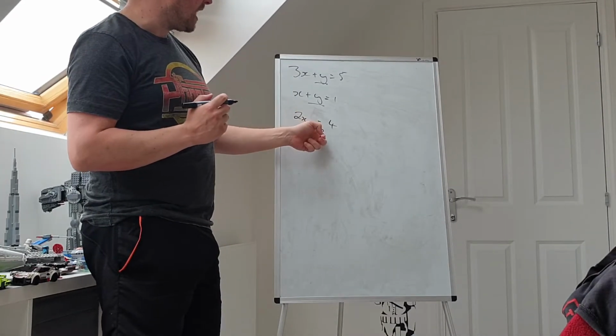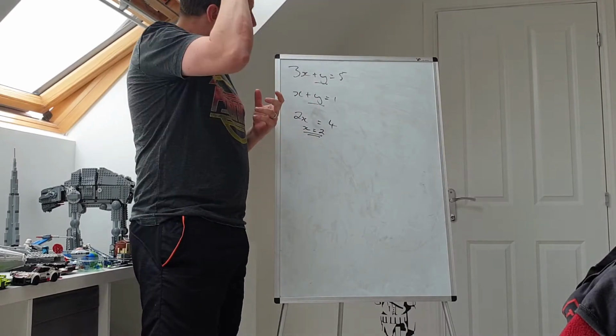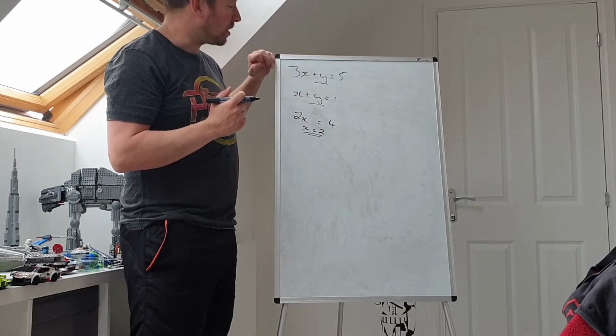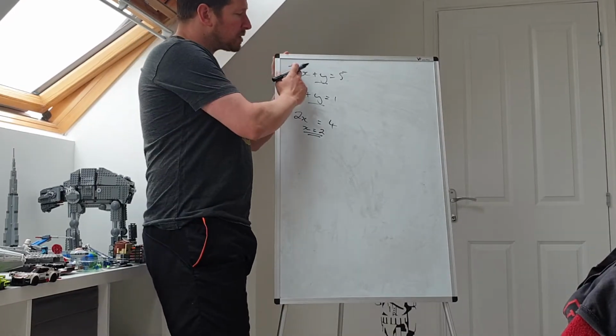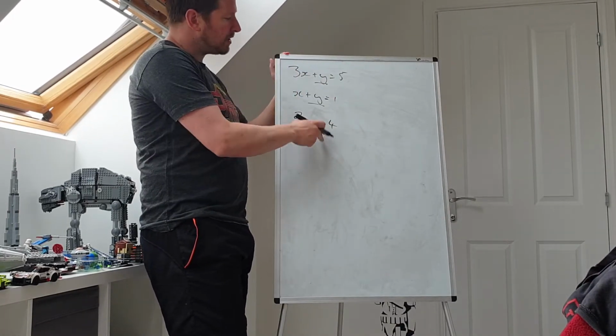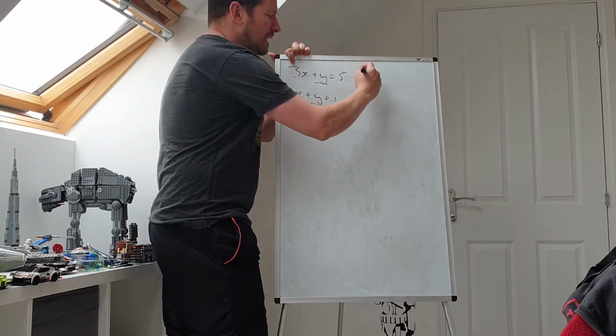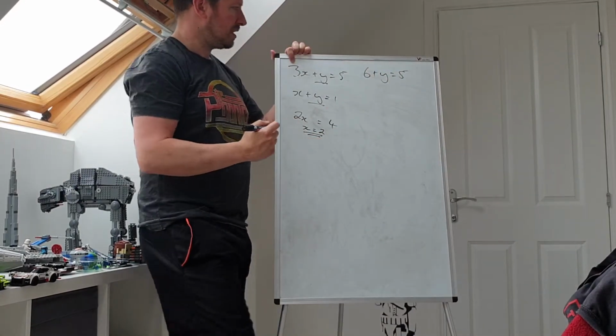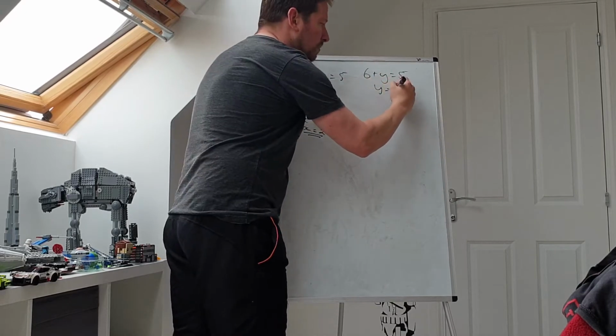Once you've got the value of x, you've got to work out what the value of y is. Now you can substitute it into either one of these equations, and what we'll do is we'll substitute it into both just to make sure that it works. So instead of saying 3 lots of x plus y, I know that x is 2, so 3 lots of x is 6. So I can actually say 6 plus y equals 5. And if I take away the 6, I've got y equals minus 1.